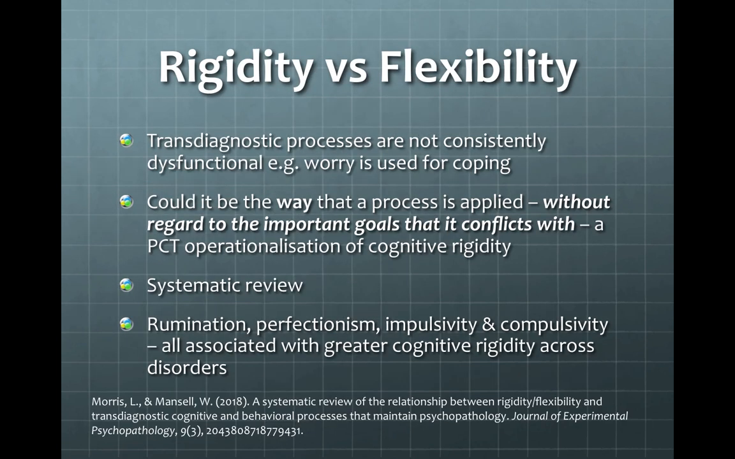And we've got various ways that we've looked at this in our research. One of these is to review existing studies and to point out that processes like worry, for example, are not in and of themselves dysfunctional. It's something about the way that that process is applied. And from a perceptual control theory perspective, it would be if that process was applied in a way that interfered with an important goal. And that, we would think, is what people describe as cognitive rigidity or lack of flexibility.